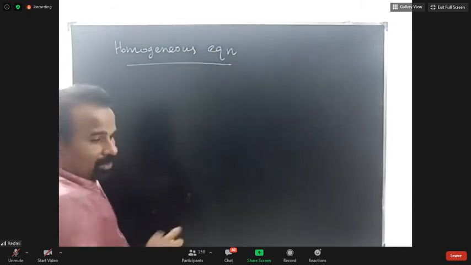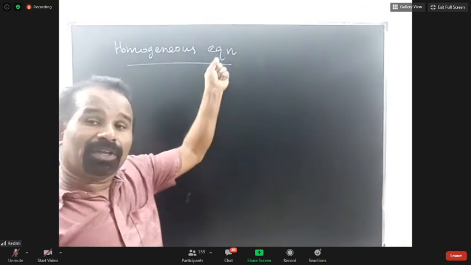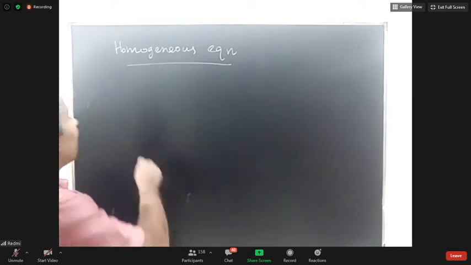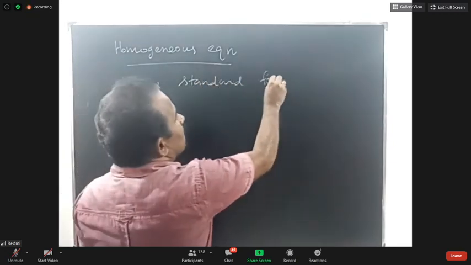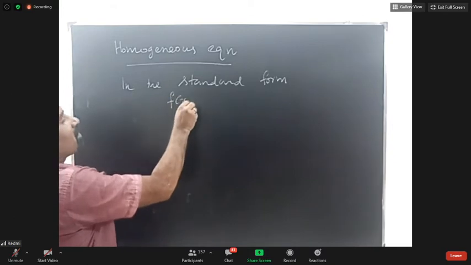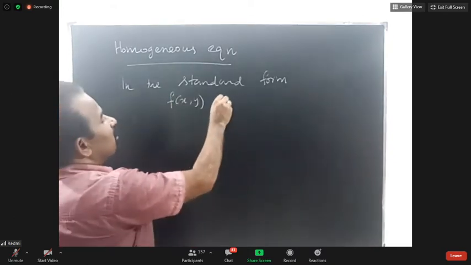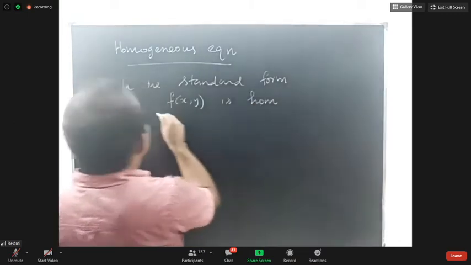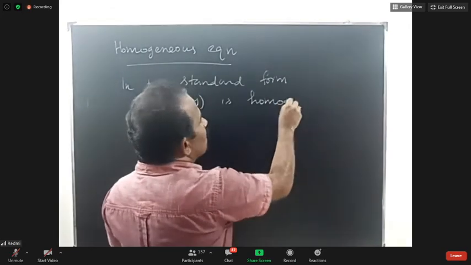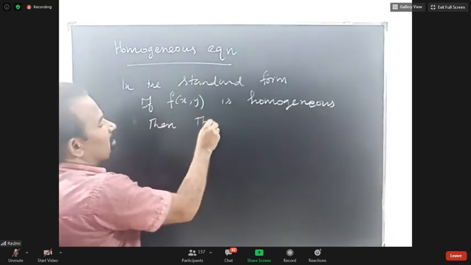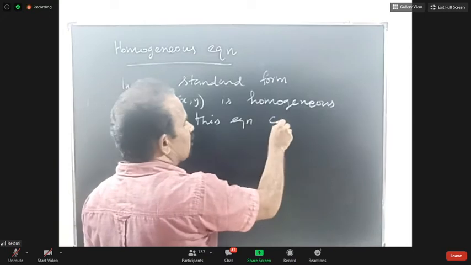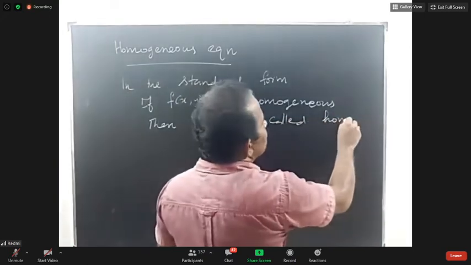Then what are homogeneous equations? All the equations we are talking about are in the standard form. In the standard form, if f(x, y) is homogeneous, then this differential equation is called a homogeneous differential equation.